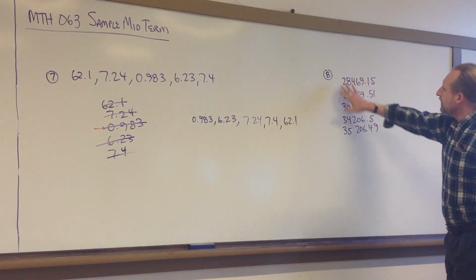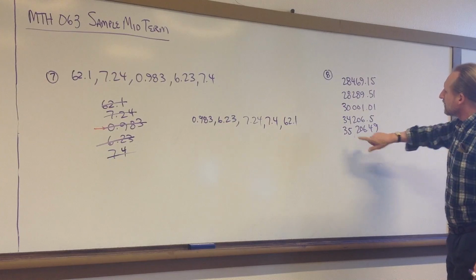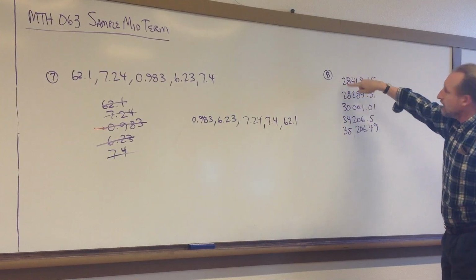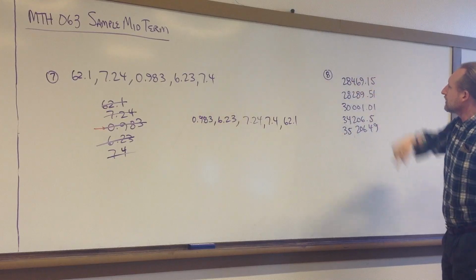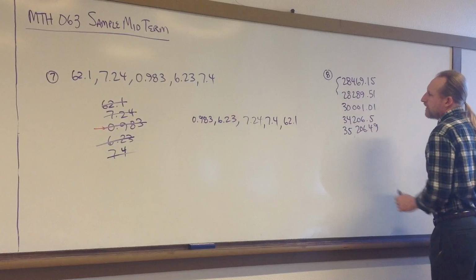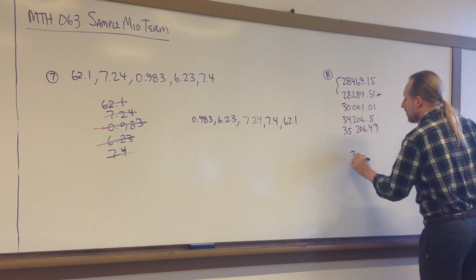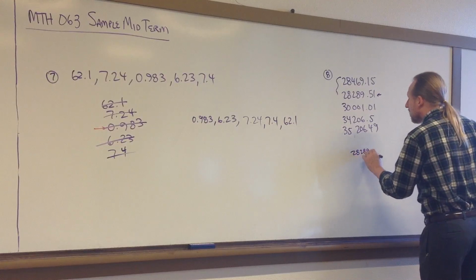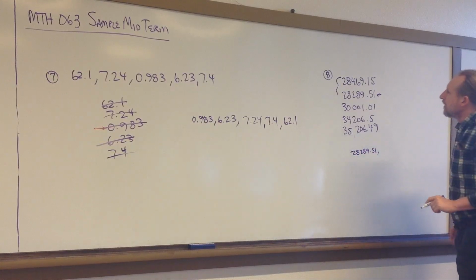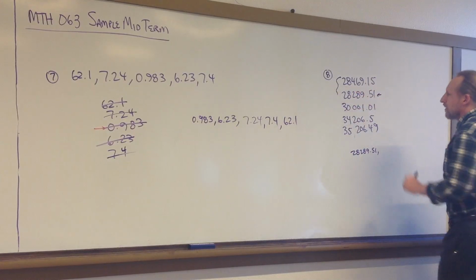Here, all of the determination for which one's bigger and which one's smaller is going to be made out here in the thousands and 10,000s place. So these are the two smallest ones right here. This one is the smaller of the two, 28,289.51, and because this one is 28,200 and this is 28,400.